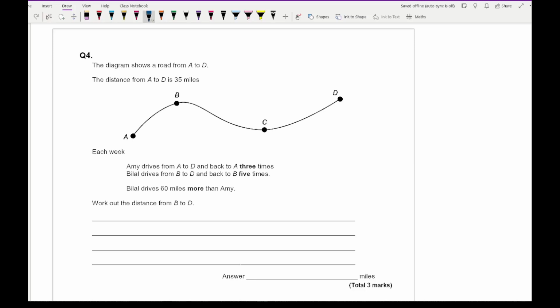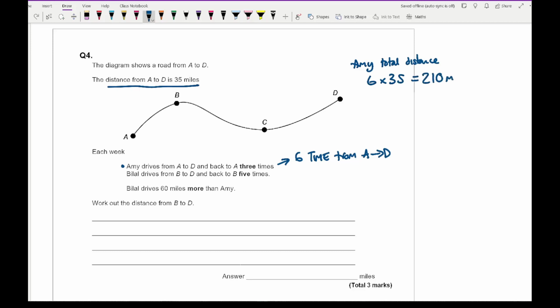Well, for this particular question, we're going to take this opening bit of information that A to D is 35 miles and that Amy goes from A to D 3 times. So in total, she's going to go 6 times from A to D, because it's 1, 2, 3, 4, 5, 6. So Amy's total distance is going to be 6 times 35, which gives me an answer of 210 miles.